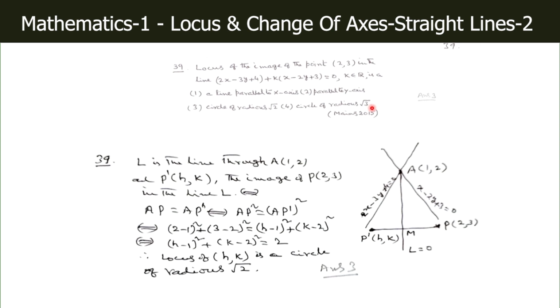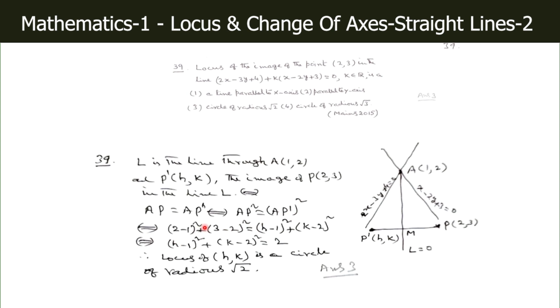Now you know that suppose the given line L is the line through A(1,2), and P dash (h,k) is the image of the point (2,3) in the line L. Because P dash is the image of P, and A is on the bisector line, AP dash is equal to AP. Please see, P and P dash are the images of one another in the line L. So therefore, AP is equal to AP dash, that is AP square is equal to AP dash whole square.